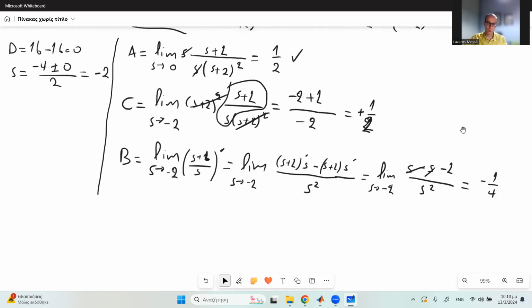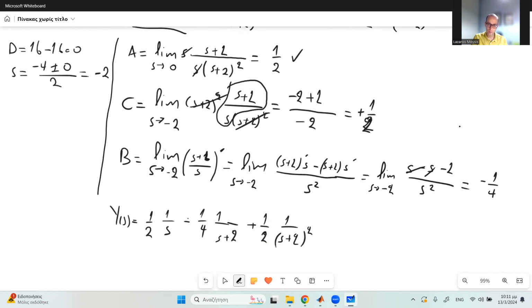So Y of s is this: we have 1 over 2 of 1 over s, plus minus 1 over 4 of 1 over s plus 2, plus 1 over 2 of 1 over (s plus 2) squared. And now we need to take the inverse Laplace transform to obtain the solution.